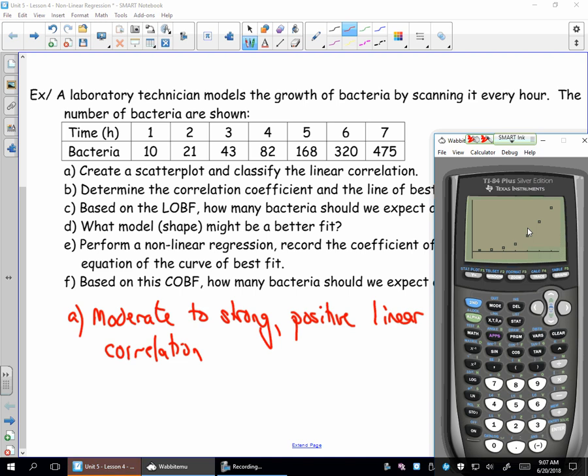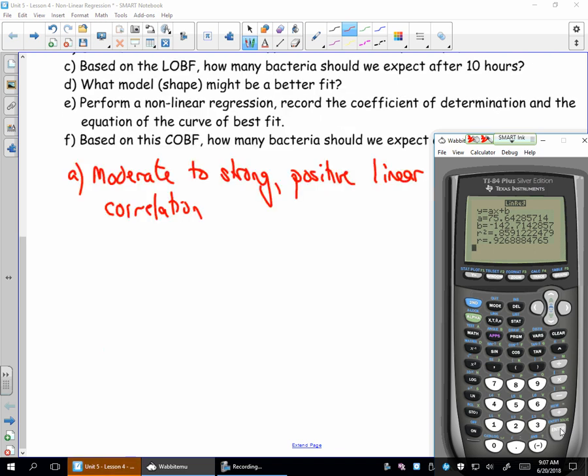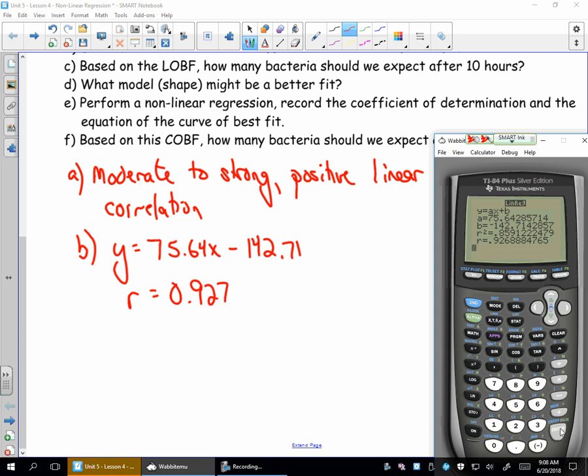Okay, let's find our correlation coefficient. So stat, calc, number 4, our lin reg, and we never have to change these things, type them all in. What do we get? Okay, well, based on this, I got a model that looks like y equals 75.64x with a b-value of 142.71. And actually, an r value of 0.927. That's pretty strong, right? It's a very strong model. Again, though, I know stuff about this.